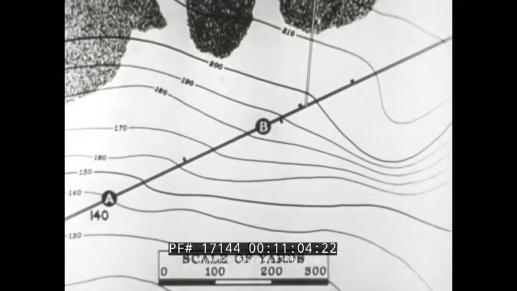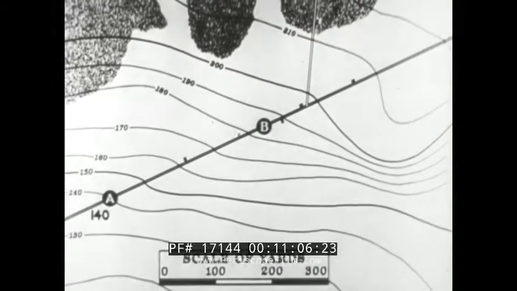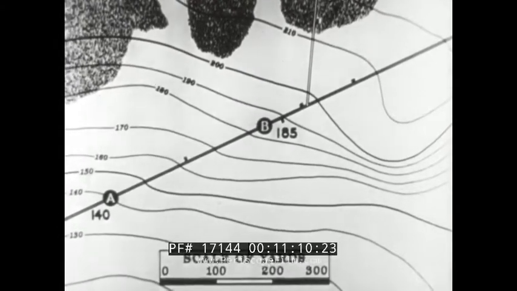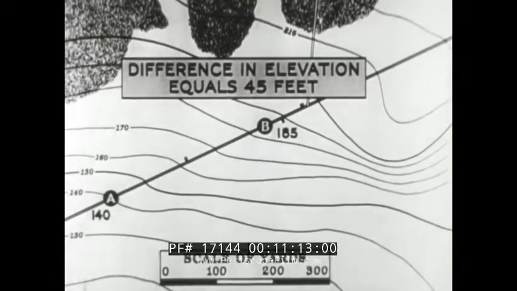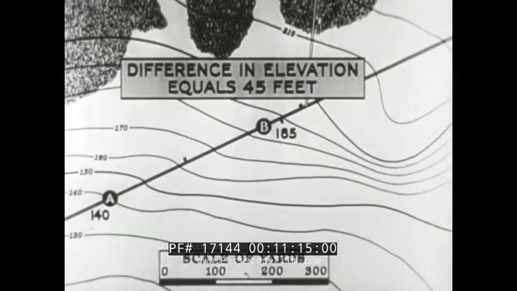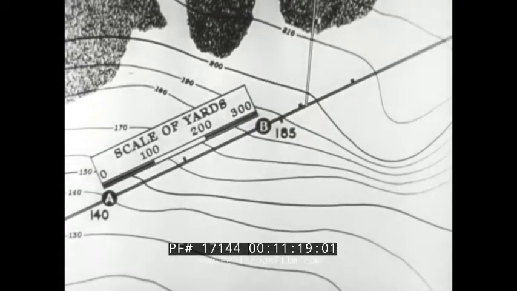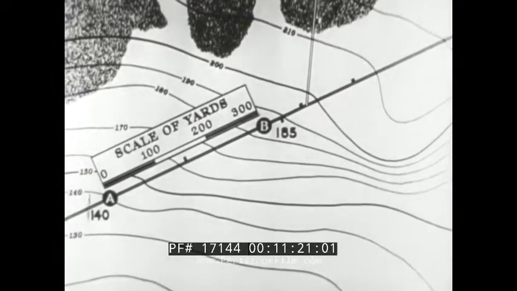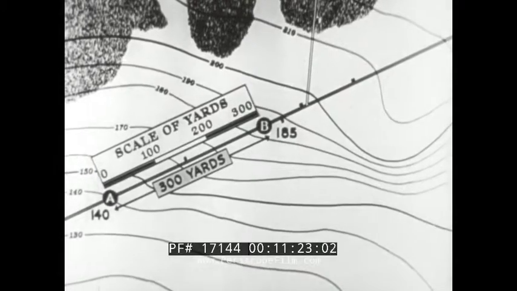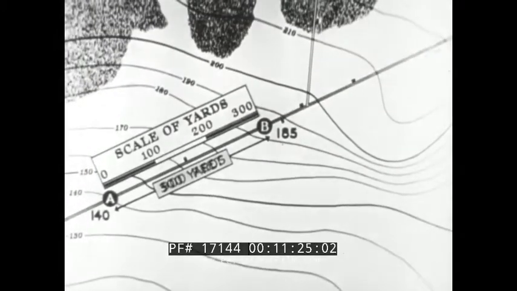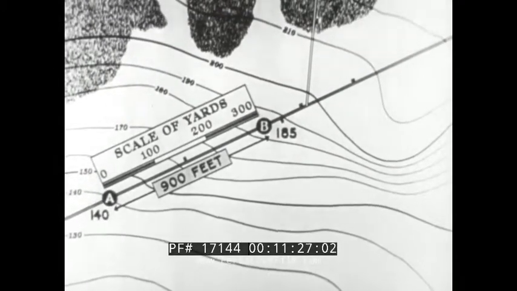The elevation at A is 140 feet. At B, it is 185 feet. The difference in elevation is therefore 45 feet. Now apply the scale of the map to the distance from A to B. The horizontal distance between these 2 points is 300 yards, or 900 feet.